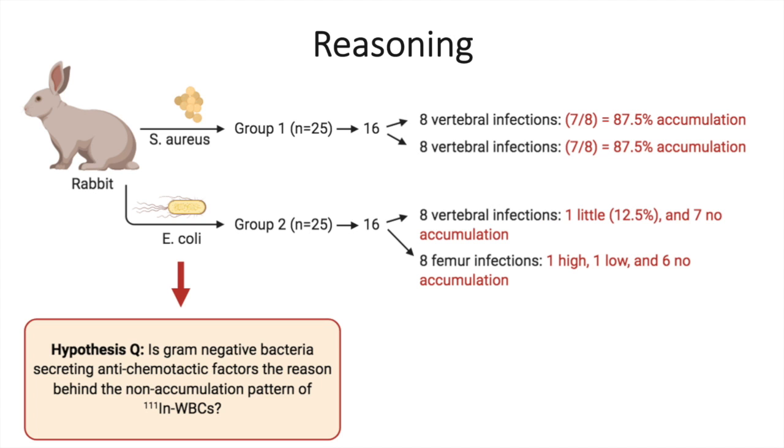Why is this happening? The reason is attributed to the gram-negative bacteria E. coli's ability to produce anti-chemotactic factors. Now, these anti-chemotactic factors will prevent the accumulation of white blood cells at the site of infection, therefore resulting in little to no accumulation. So this is the hypothesis that the investigators are trying to prove. Is gram-negative bacteria secreting anti-chemotactic factors the reason behind the non-accumulation pattern of In-111-labeled white blood cells?